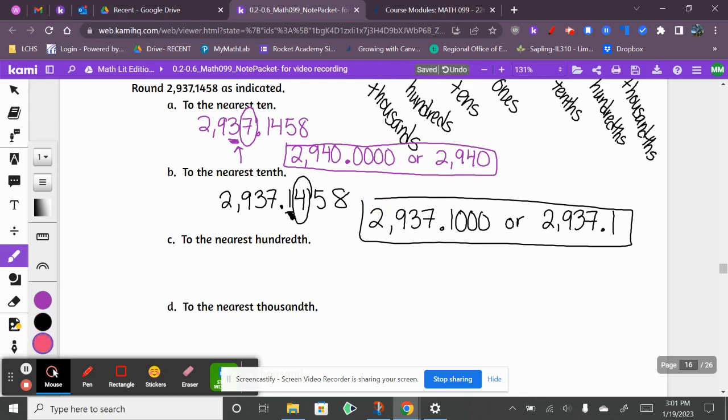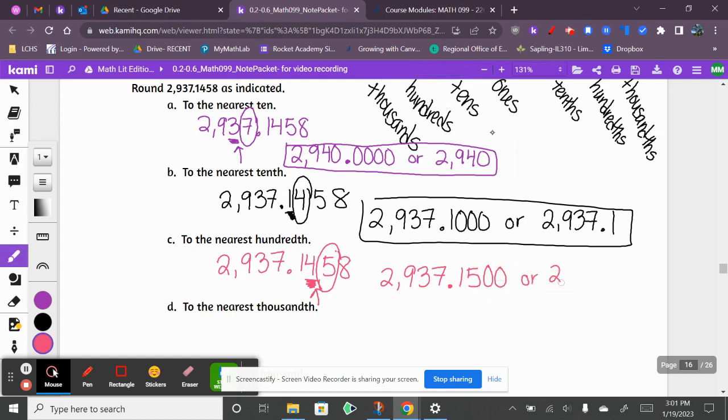Okay, if we round to the nearest hundredth, that's going to be 2 places after the decimal. So in this one, I'm going to underline the 4, and the 5 will tell me if I round up or not. Because it's a 5, I'm going to round up, so this will become 2,937.15, and you could include the zeros after, or you could just leave them off.